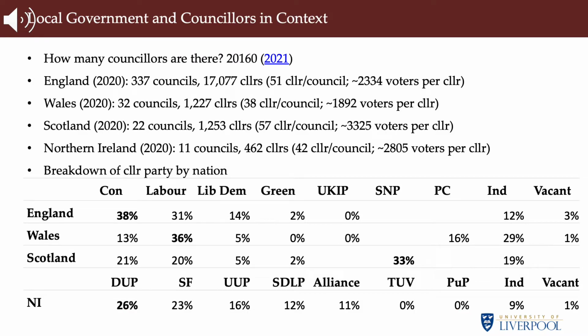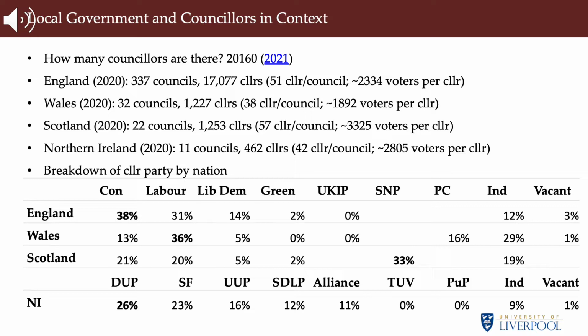So the United Kingdom has 20,160 elected councillors in 2021, and that's from the opencouncildata.co.uk website. Now this obviously varies across nation within the UK based on the different sizes, so what I've done here is provided the information on a councillor per council level and also voters per councillor level.